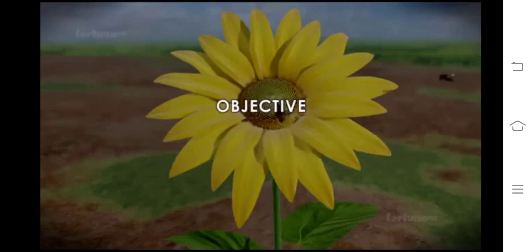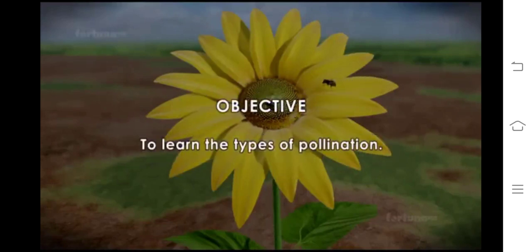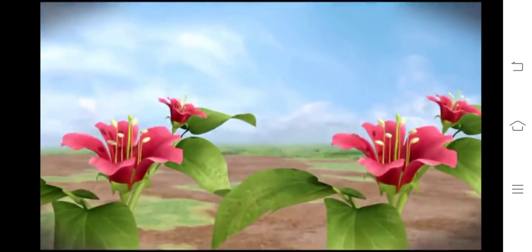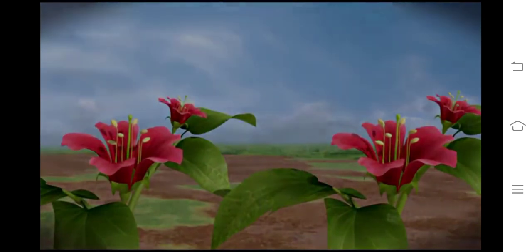Objective: to learn the types of pollination. Pollination is the process during which the pollen grains are transferred from the anther to the stigma of flowers. Pollination is essential in the production of fruit and seed.